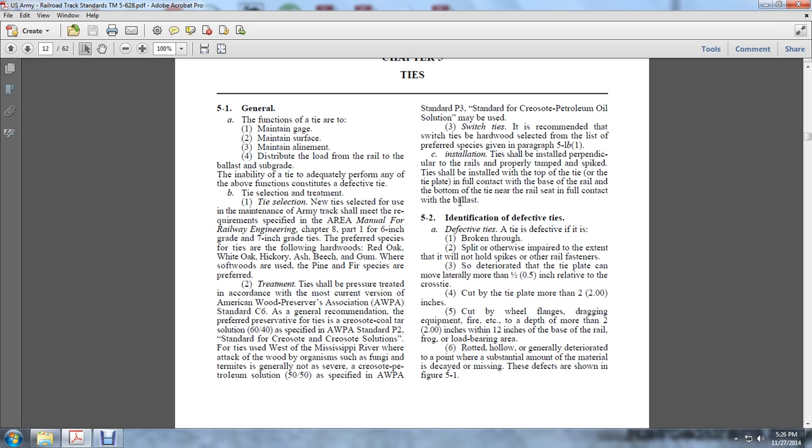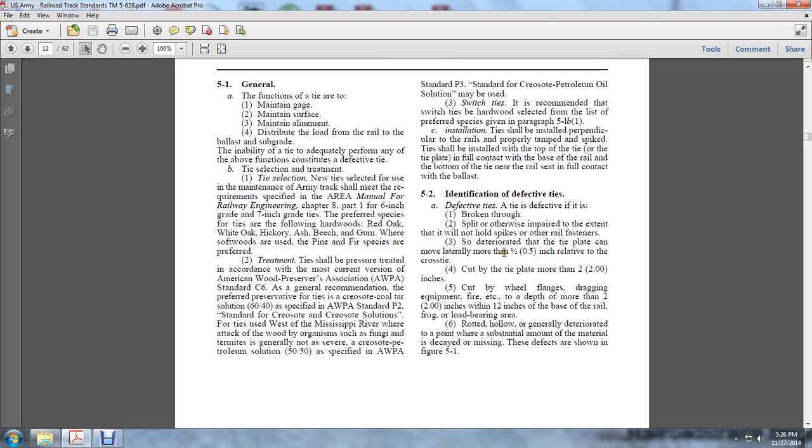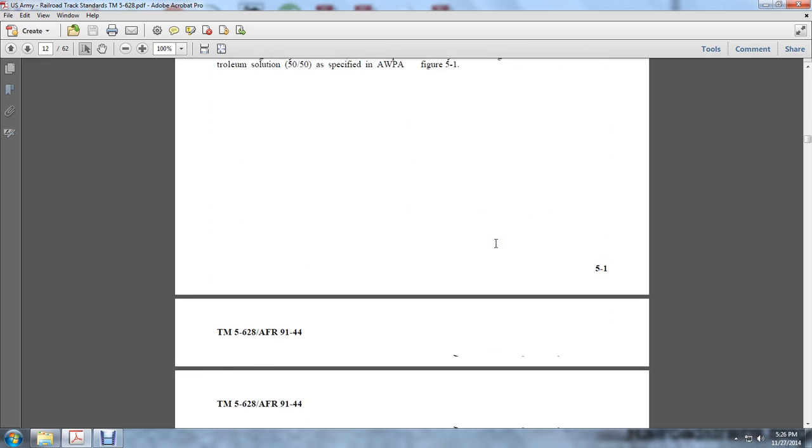Identification of a defective tie. A tie is defective if it is broken through, split, or otherwise impaired to the extent that it will not hold spikes or rail fasteners. It is so deteriorated that the tie plate has moved laterally more than 1/2 inch relative to the cross tie, or is cut by the tie plate more than 2 inches, or cut by wheel flanges dragging equipment, fire, etc., to a depth of more than 2 inches, within 12 inches of the base of the rail, frog, or load-bearing area. Rotted, hollow, or generally deteriorated to the point that a substantial amount of the material is decayed or missing. Defects are shown in Figure 5.1.